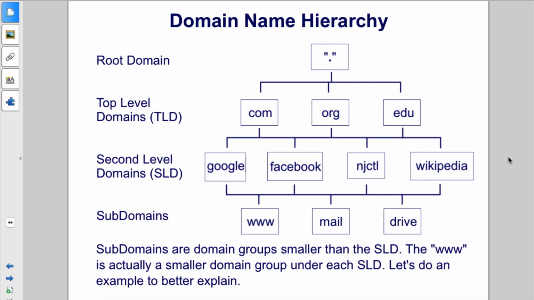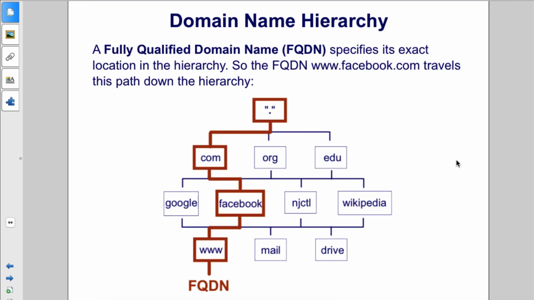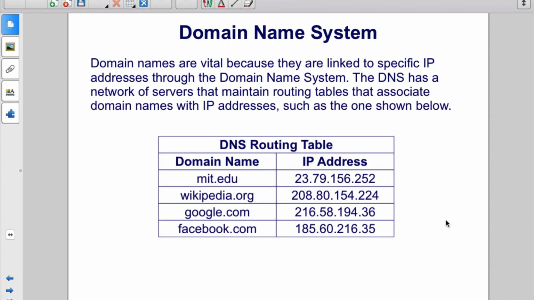Subdomains are domain groups smaller than second-level domains. The www is actually a smaller domain group under each second-level domain. Let's do an example to better explain. A fully qualified domain name, or FQDN, specifies its exact location in the hierarchy. So the FQDN, www.facebook.com, travels this path down the hierarchy: .com, Facebook, www.